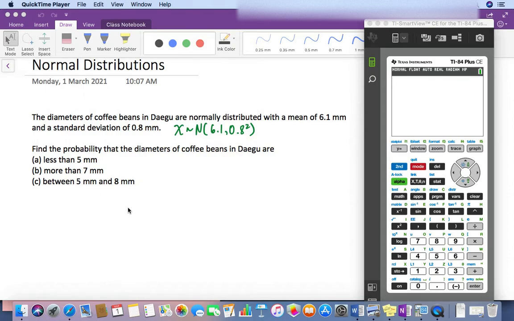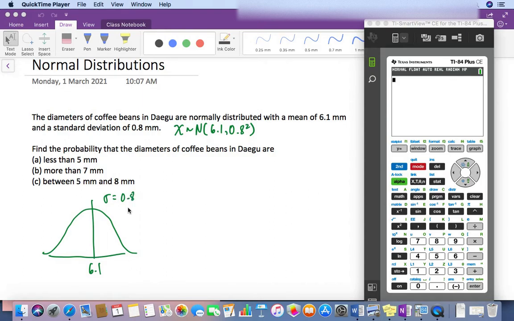So remember, the notation is going to be involving the parameter for variance, not the standard deviation. Okay, so ideally you should be graphing a normal distribution curve and saying that you have 6.1 as your mean and some indication that the standard deviation is equal to 0.8.